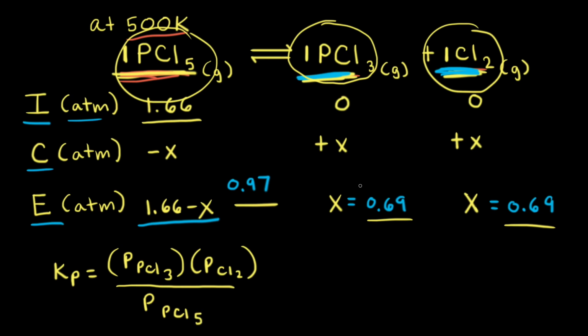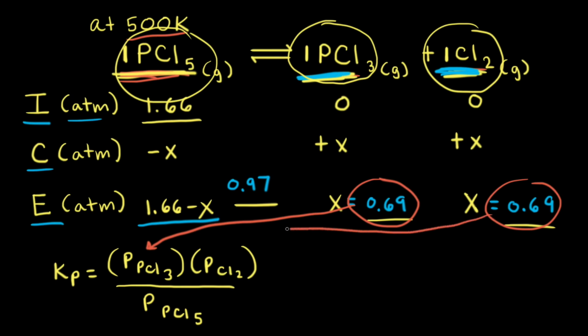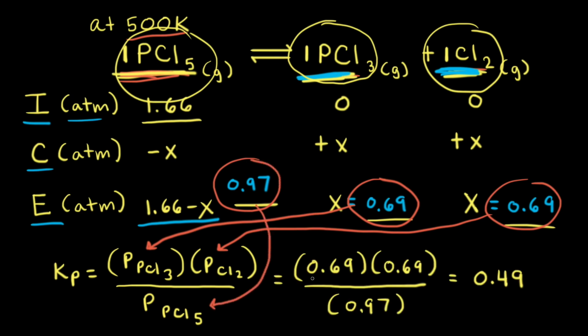Next, we plug in our equilibrium partial pressures. So the equilibrium partial pressure of PCl3 is 0.69. The equilibrium partial pressure of Cl2 is also 0.69. And the equilibrium partial pressure of PCl5 is 0.97. Once we plug our numbers in and we solve, we get that Kp is equal to 0.49 at 500 Kelvin.